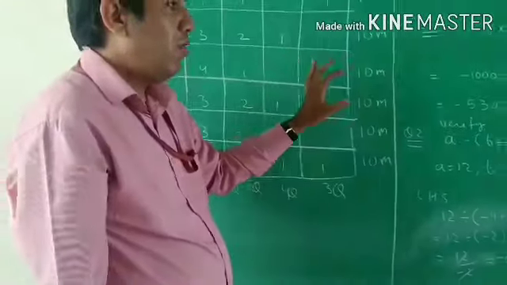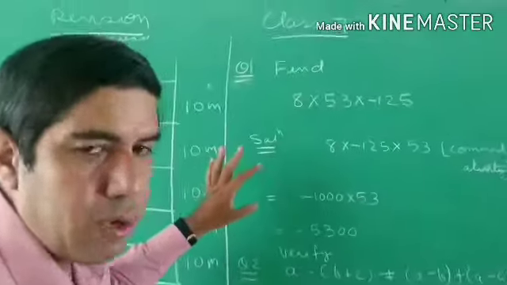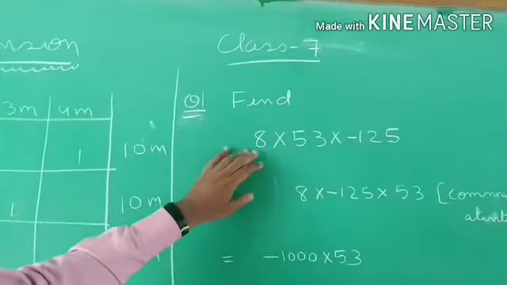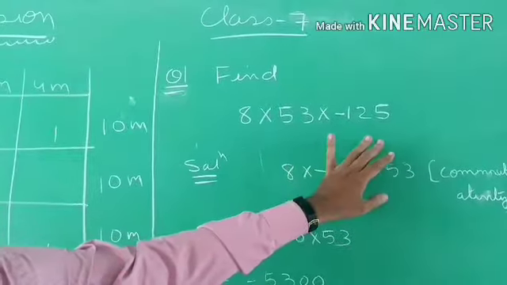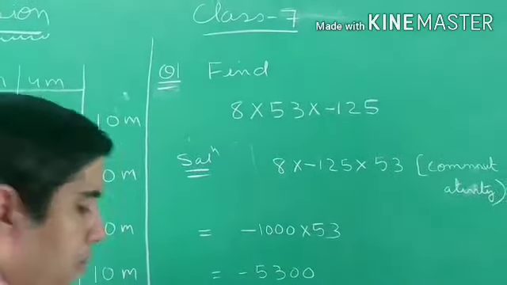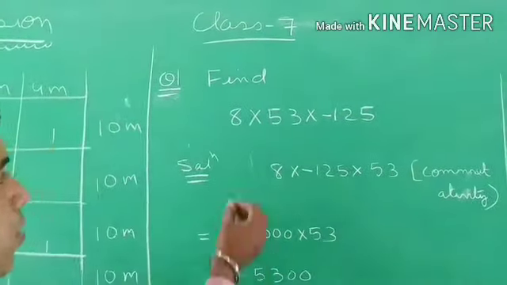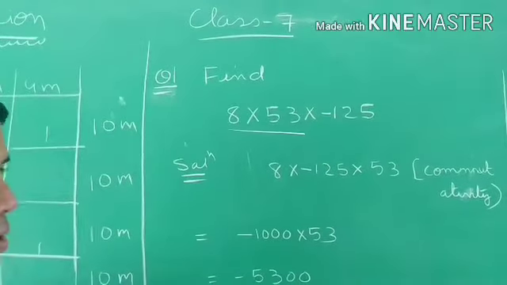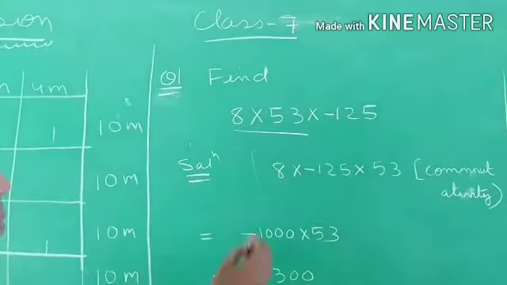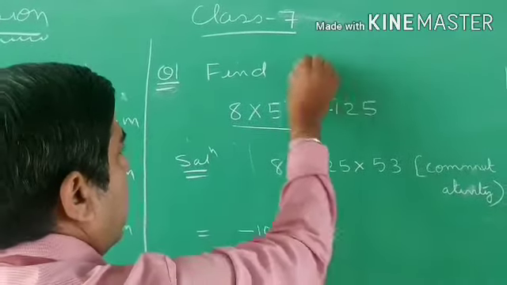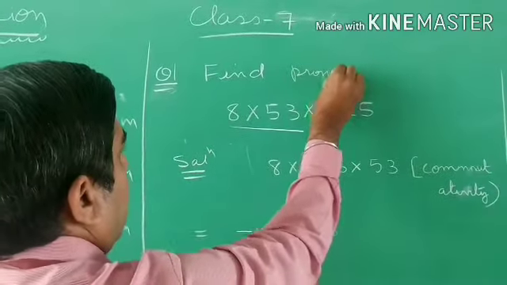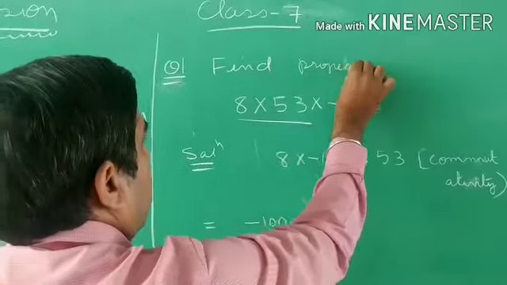Now I am discussing some problems with you where students mostly make mistakes. For example, the first problem: 8 multiplied by 53 multiplied by 125. Students mostly make a mistake here. They will multiply the first two first. Actually it is wrong. We have to use a suitable property. So here the point is, given by properties, you have to solve.